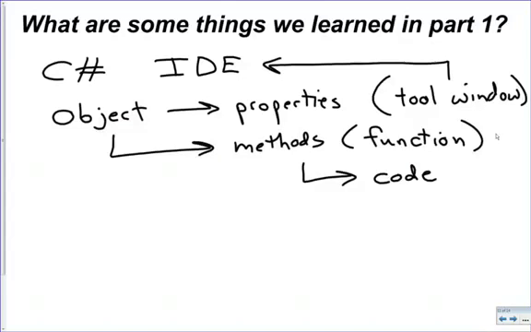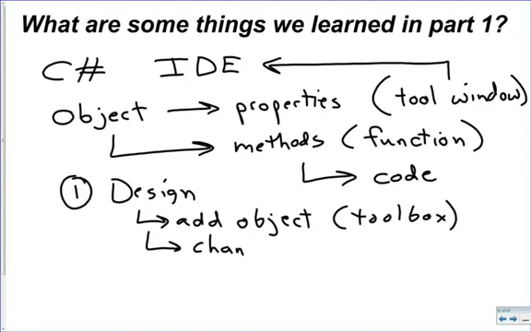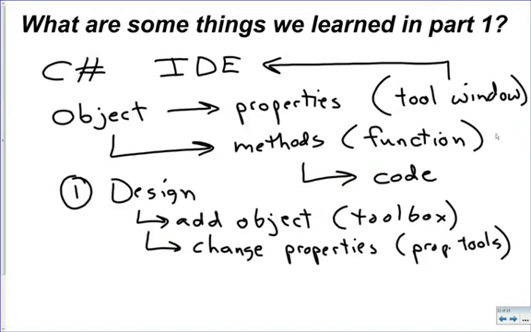So now the order, again: 1, you understand the problem. Then you do your design, and the design process involves you drawing on objects. So you add objects, and that comes from the toolbox. That's where we get all those objects from. Then we change the properties, and that comes from the properties window, or the properties tools. We did that for all of assignment 1. But now I add another level to this. We name all our objects.